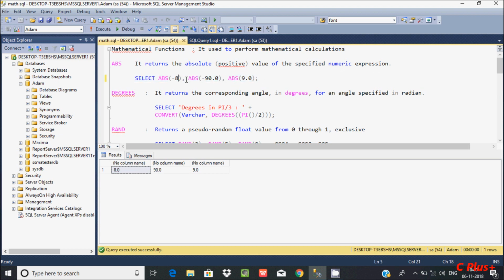When you enter here, let's enter -7.9. Now execute that. It returned 7.9. So minus converts into positive.